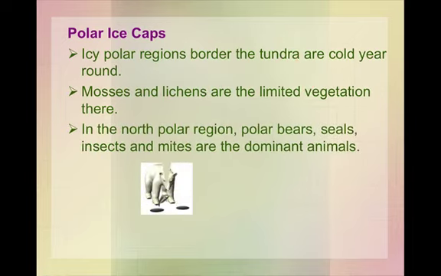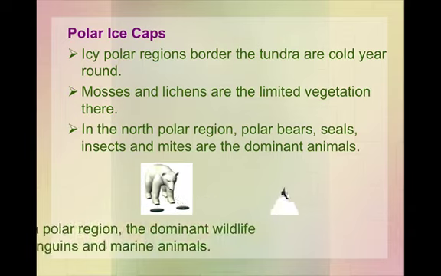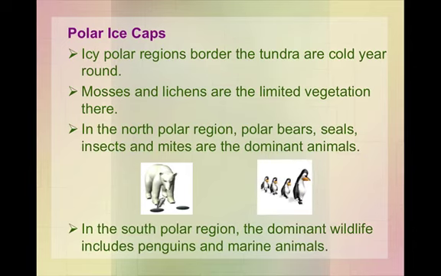As far as animals go, in the North Polar region, you're going to find polar bears, seals, insects and mites. Those are going to be your dominant animals. And in the South Polar region, the dominant wildlife includes penguins and marine animals. So that concludes an overview of biomes. You'll learn more about the particular biomes when you do your lab the next 3 days.